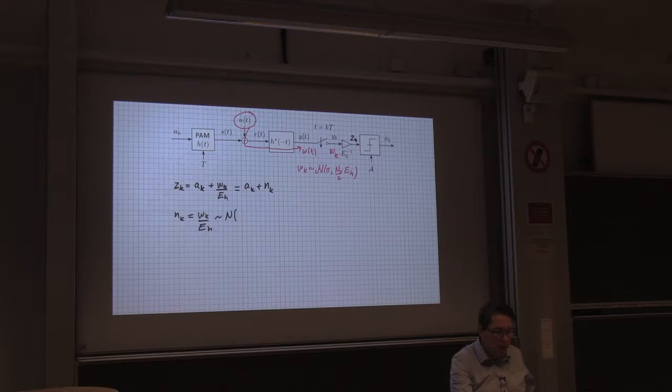What mean does it have? 0, exactly. And variance? n0 over 2 times EH. No, sorry, that's not true. Yes, it's true, of course.